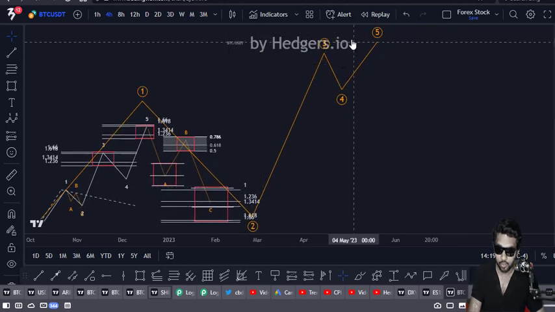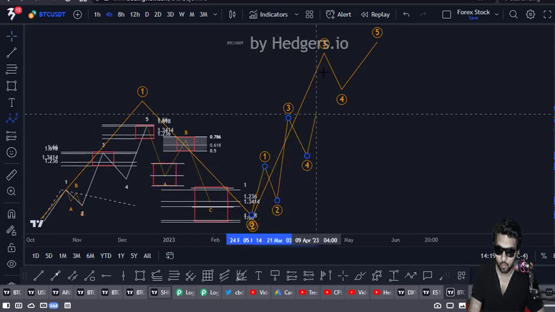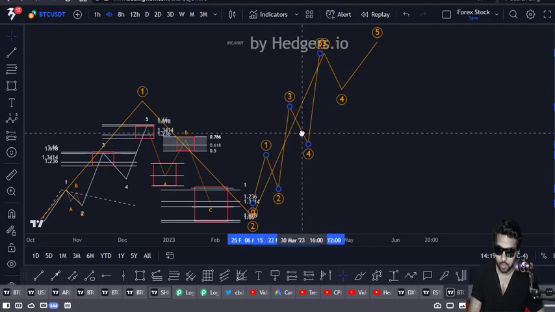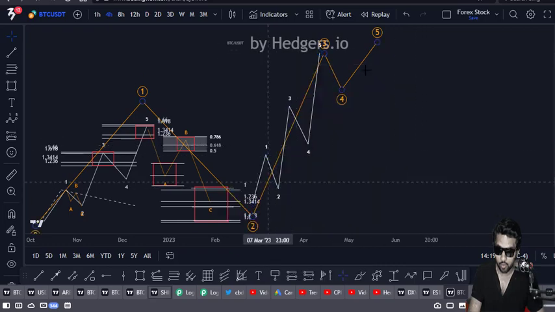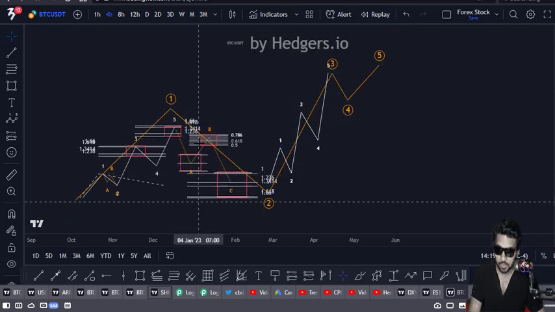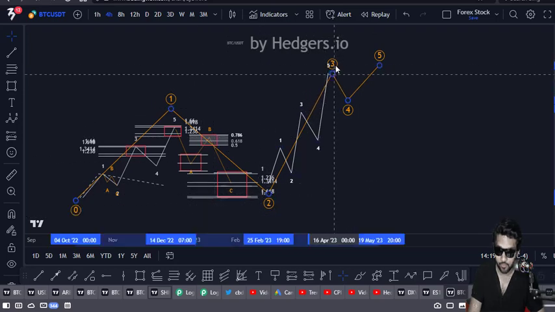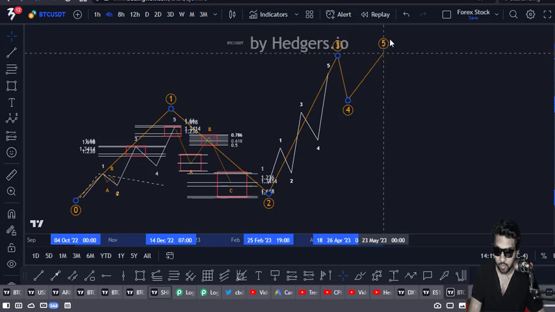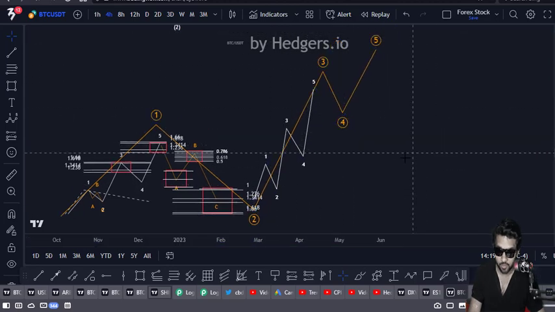You're going to follow the same subdivision of 1 2 3 4 5 to validate this whole impulsive 3 in terms of the wave 3 motive, and you're going to understand how it simply works.